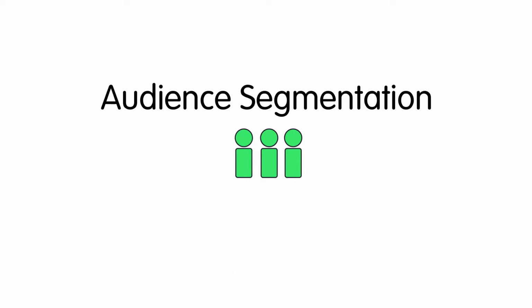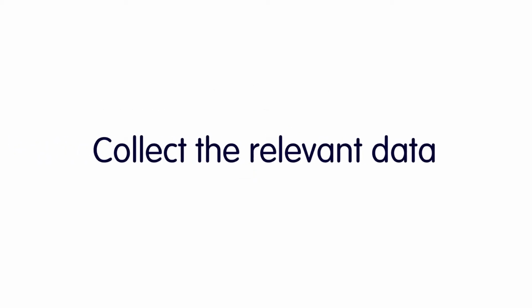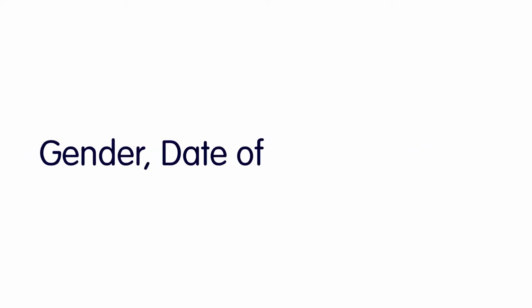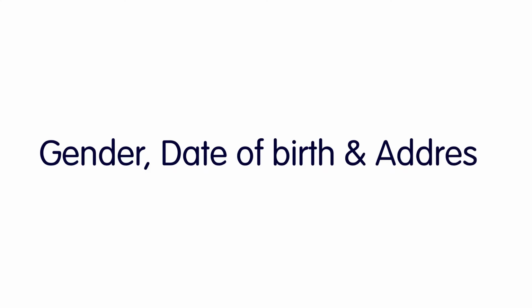Before you begin using audience segmentation, you will need to ensure that you have collected the relevant data. For example, say you are targeting males between 18 and 24 that live in London. You will need to ensure that you have collected information on gender, date of birth, and address from your subscribers. Otherwise, you will not be able to segment this data.